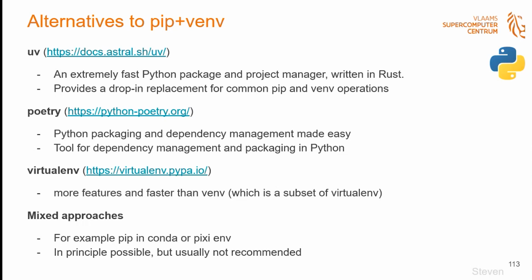Now, in principle, pip can be combined with Conda or Pixi, but then you're mixing two approaches and it's not always recommended, so it might give some unexpected results from time to time. So with that, my first recommendation would be to try out pip plus venv, but if you're interested in any of these alternatives, you certainly can check them out. That's it. Any questions?